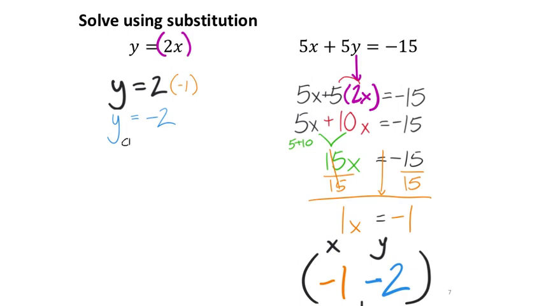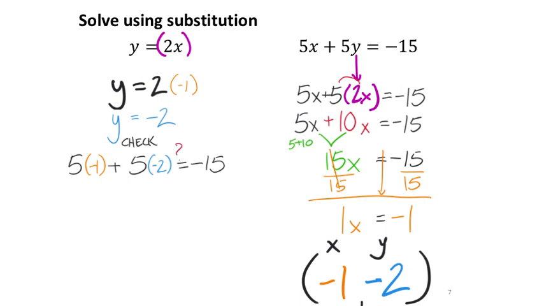So let's go ahead and check it. Okay, we've got 5x plus 5y equals negative 15. And we already solved for x. We found that was negative 1. And we just barely solved for y, which should be negative 2.